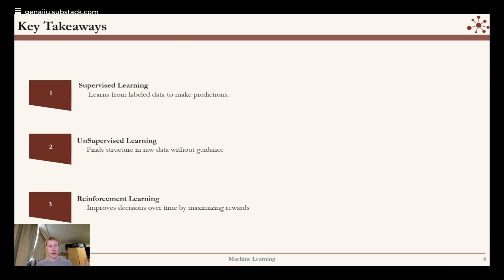So that was a quick overview of the three main types. You can learn about these all individually, look up examples for them, and see the nitty gritty and see real examples of the data working. Supervised learning learns from labeled data to make predictions. Unsupervised is about finding structure in raw data without guidance. And then reinforcement learning is going to improve decisions over time by maximizing rewards from each individual iteration that the AI agent makes.